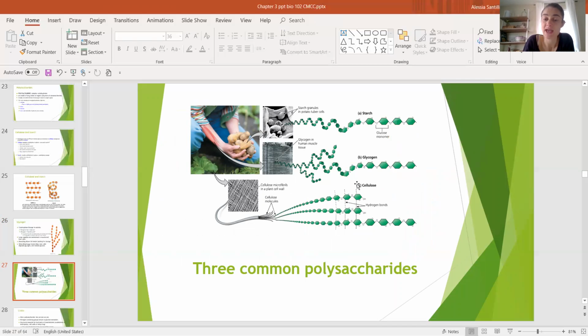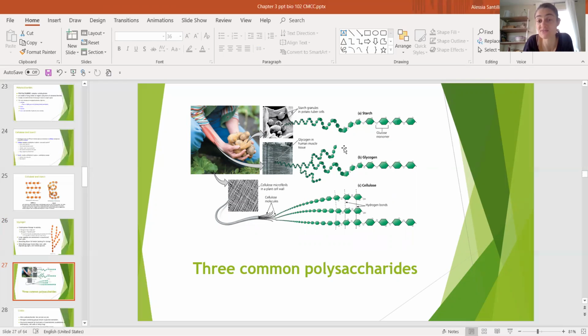We have starch and cellulose, which are found in plants. You'll need to know what each one does. Starch is there for energy storage. Cellulose is for structure. And look at the actual structure of cellulose. You see how tightly packed it is. It's incredible, right? This is definitely there for structure.